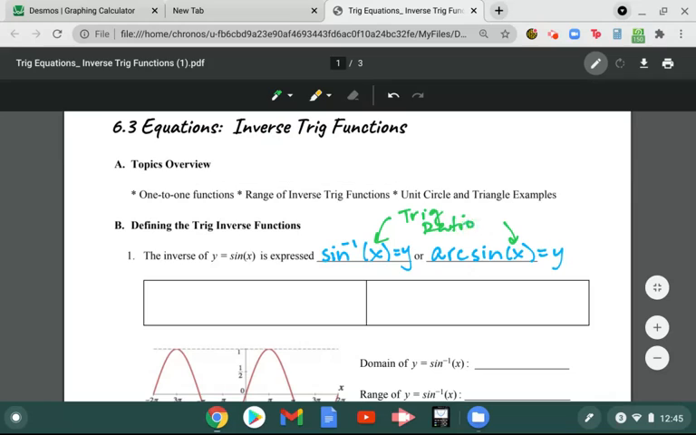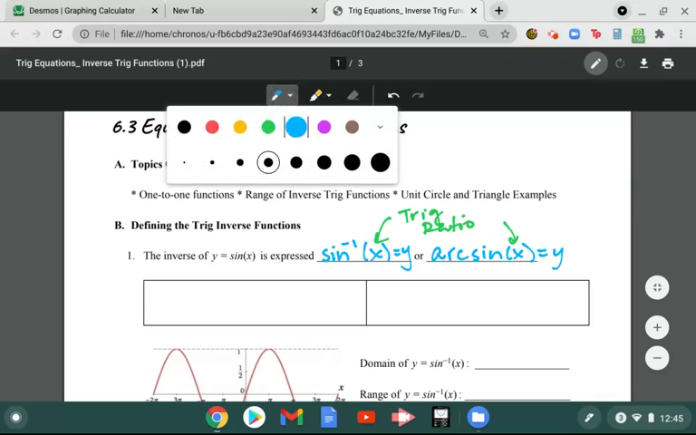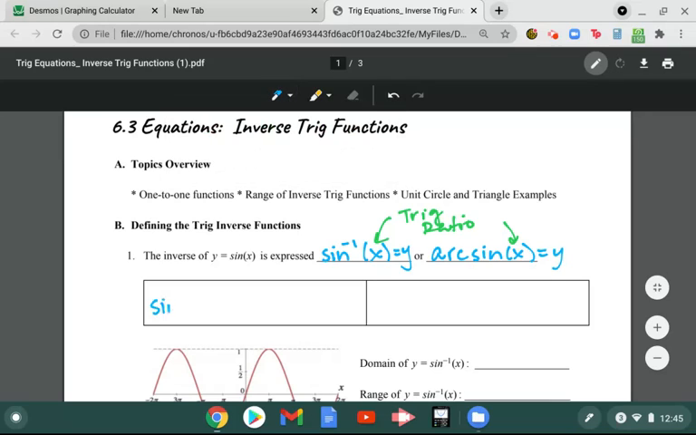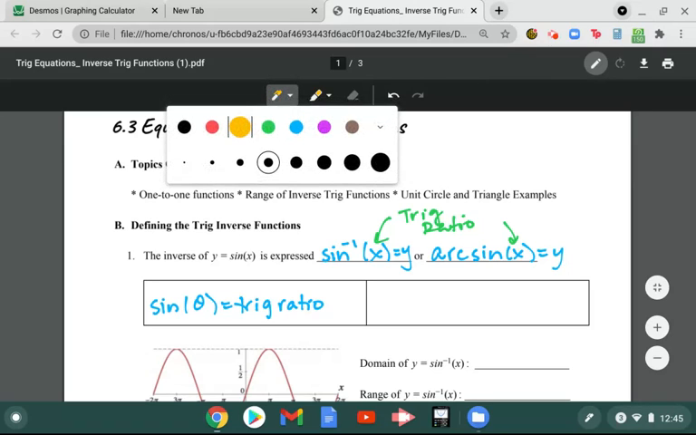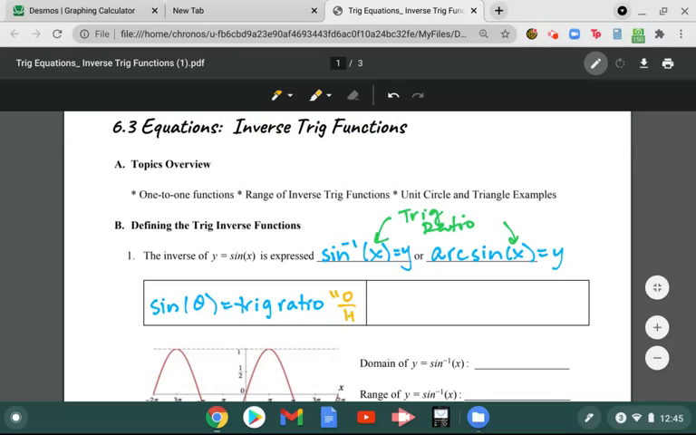Let me go ahead and write that in the box down below. So regular sine is applied to an angle measure, and we get a trig ratio back. And when I say trig ratio, I'm thinking about SOHCAHTOA, so opposite over hypotenuse. So I'm thinking of that. There's my angle. So opposite over hypotenuse is what I'm thinking through. That's what sine gives us.